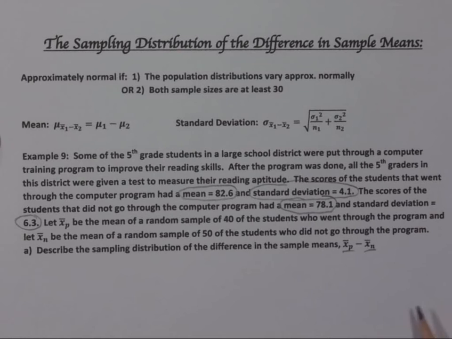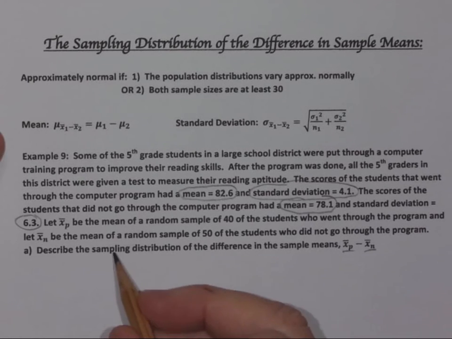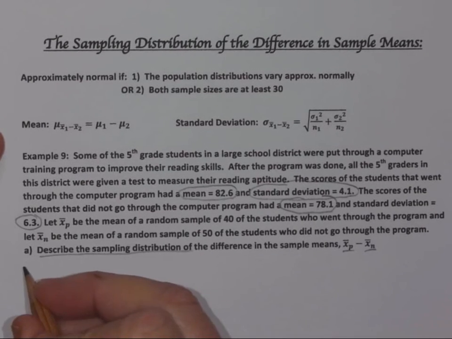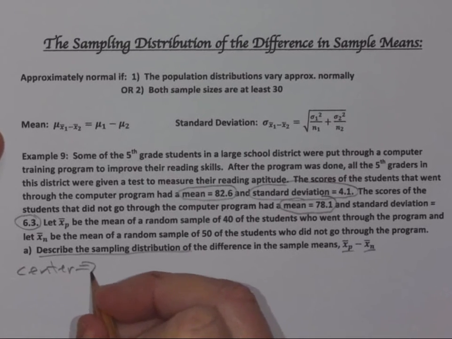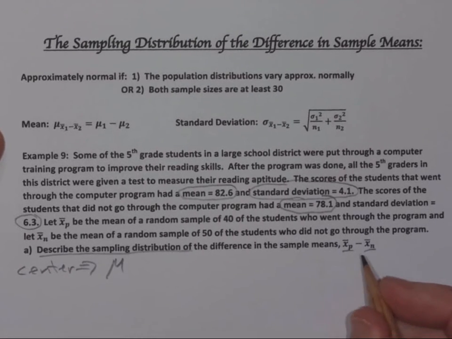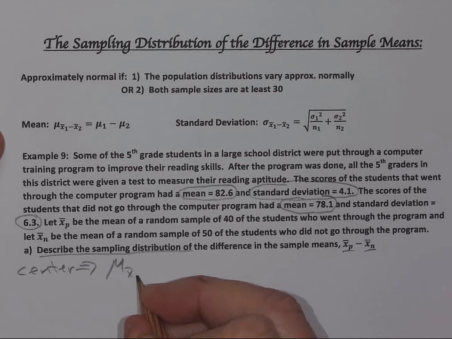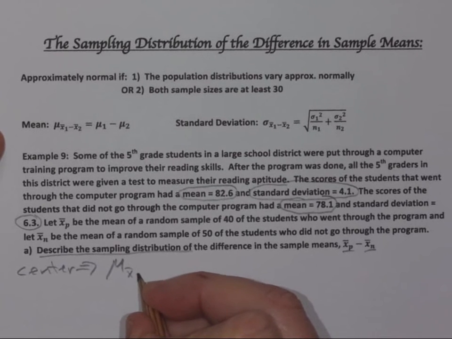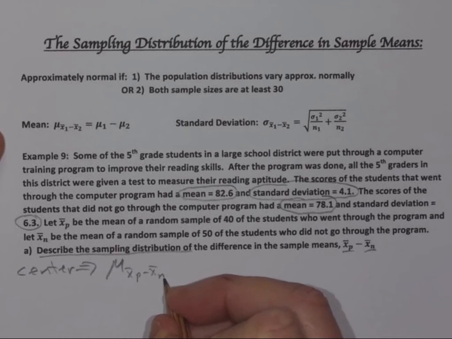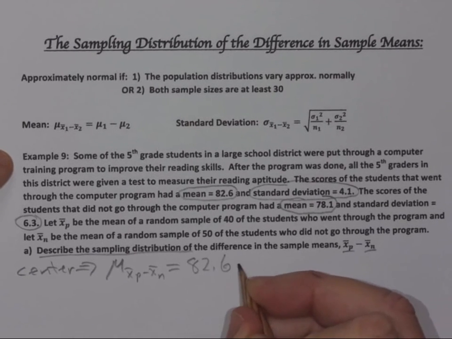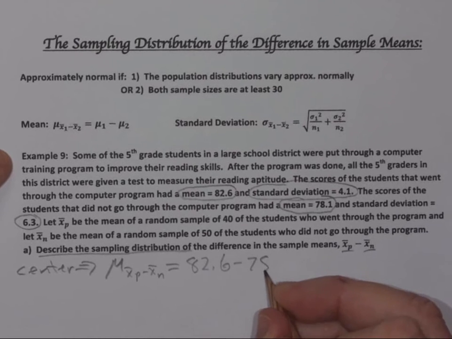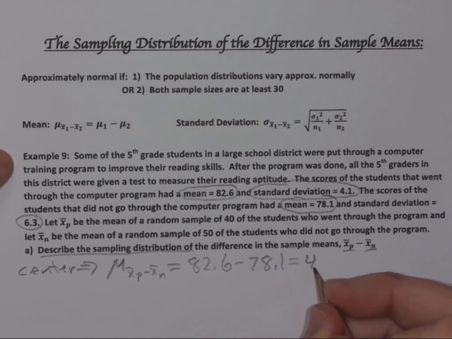So first of all, you're asked to describe a distribution, so you have to discuss center, spread, and shape. In regards to the center, the mean of x bar sub p minus x bar sub n, you just subtract the two means. It is going to be 82.4 minus 78.1, and that is 4.3.